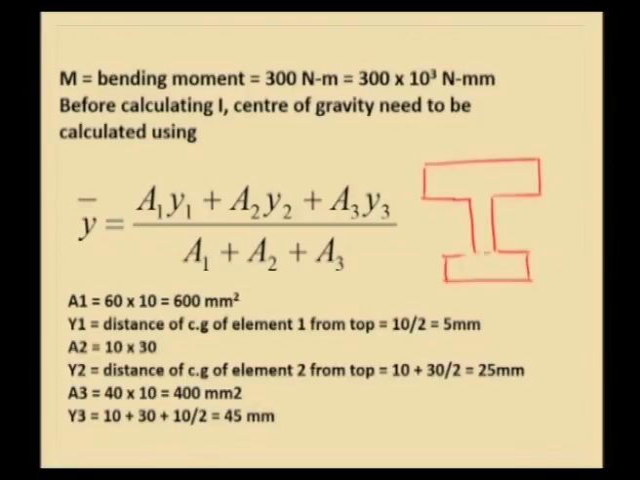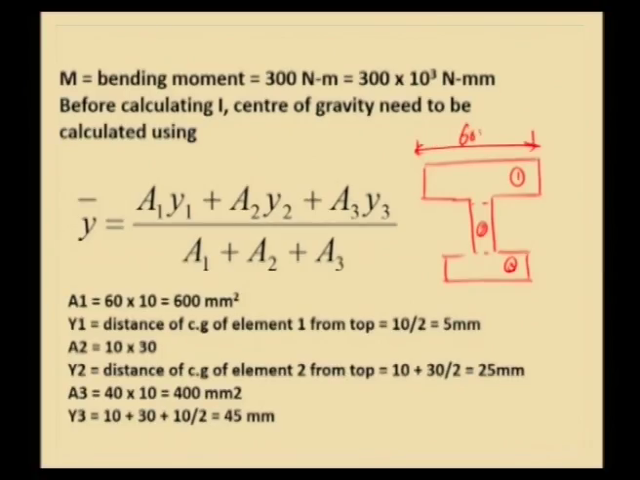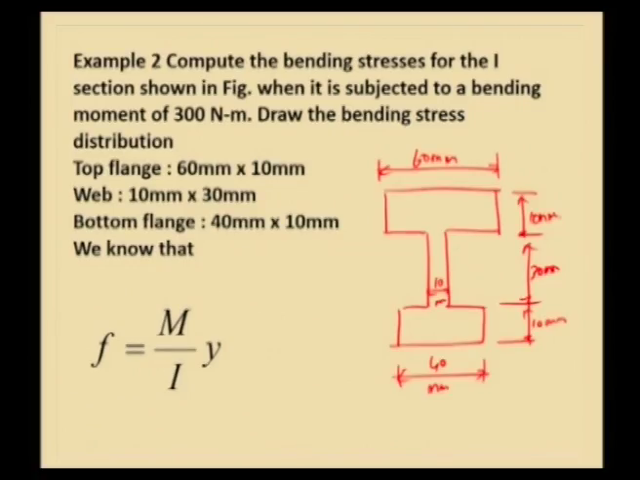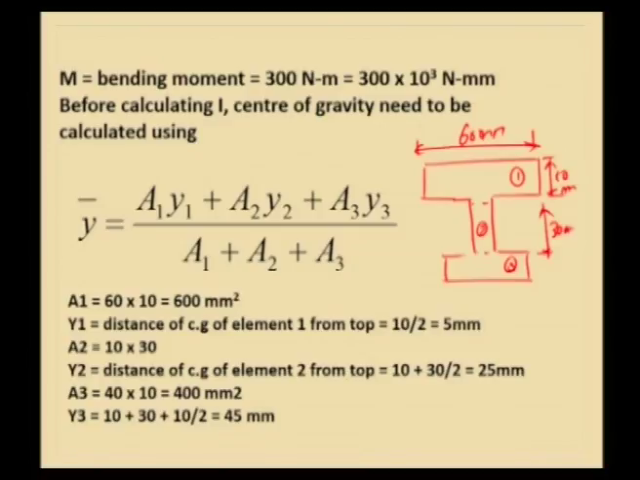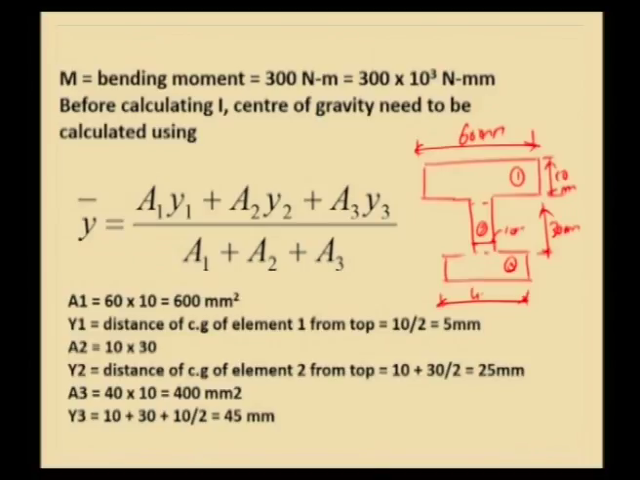As a first step, you mark the individual dimensions of the elements, say number 1, 2, 3. So, element 1 will have a dimension of 60 mm by 10 mm. Mark the dimension as 60 mm by 10 mm, and the web having a depth of 30 mm and width of 10 mm, and the bottom flange having dimension 40 mm by 10 mm. So, this is 40 mm and this is 10 mm.